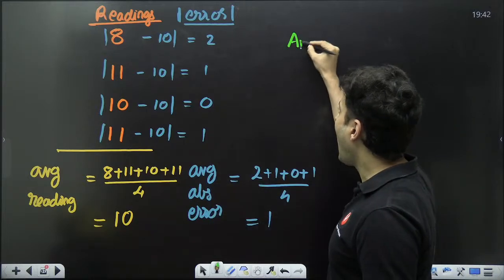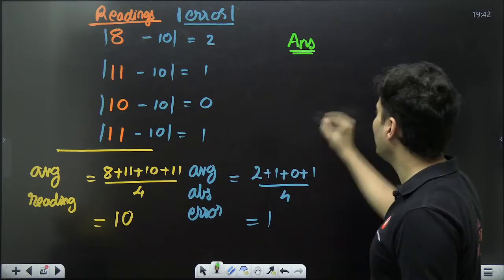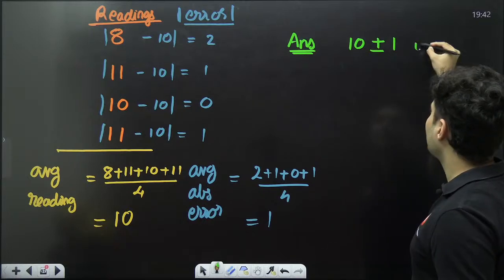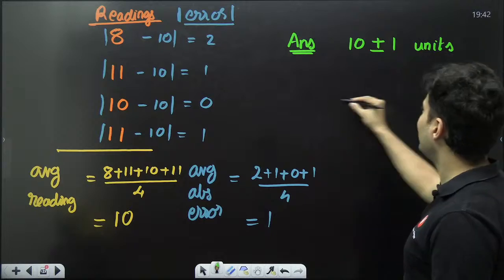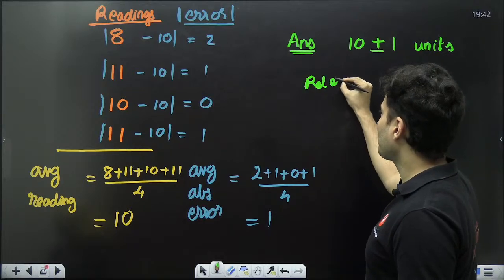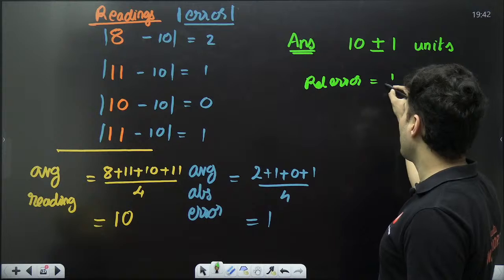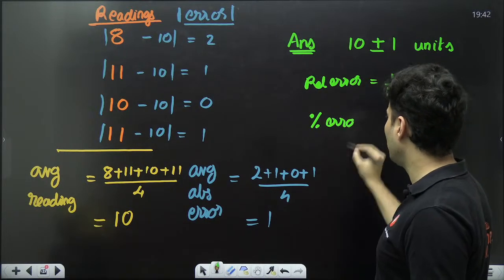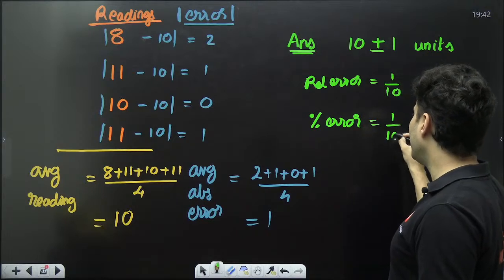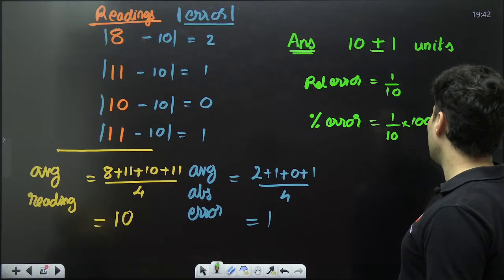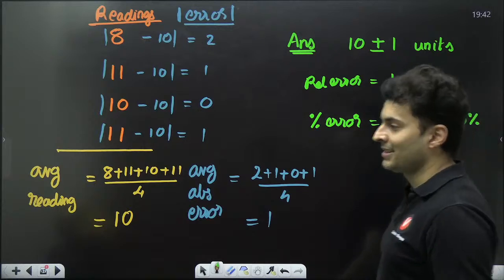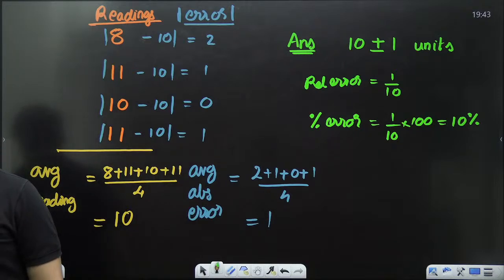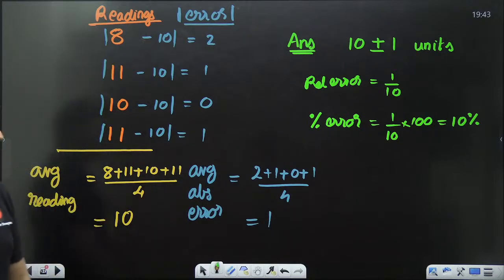Now, the last step is to state the final answer. The final answer will be 10 plus or minus 1 units. If somebody asks you the relative error, it will be 1 by 10. If somebody asks you the percentage error, it will be 1 by 10 into 100. That means a 10% error margin is there. So it's a huge error. Is this clear? Everybody with me?